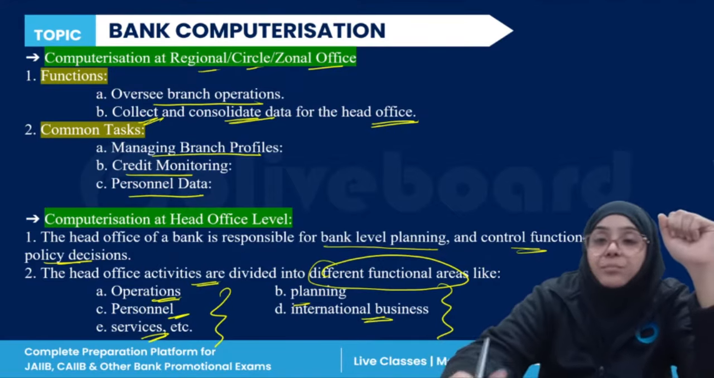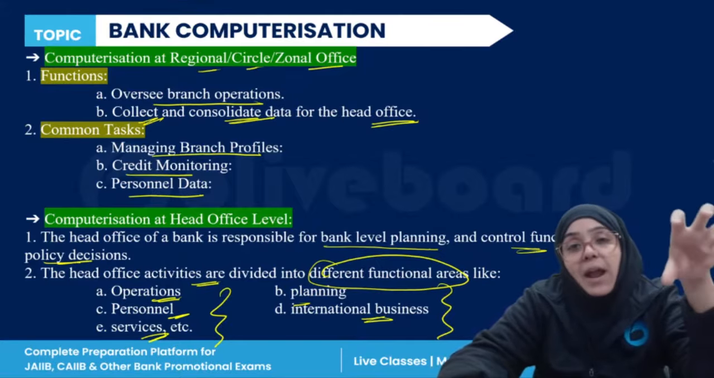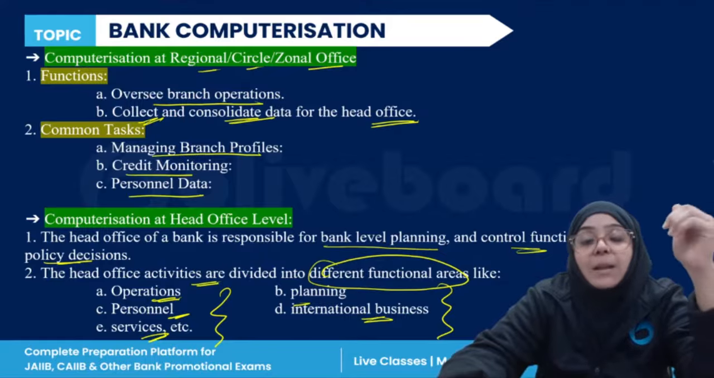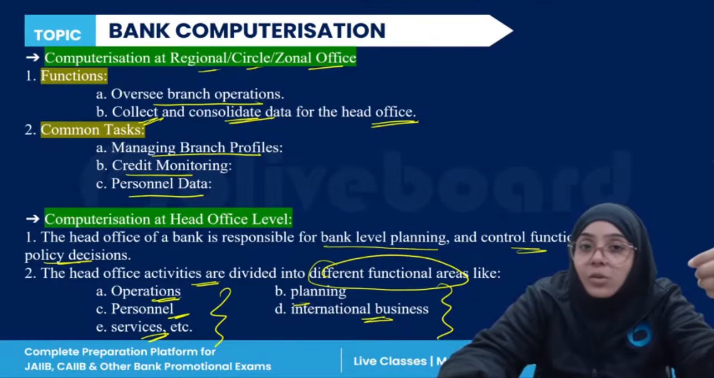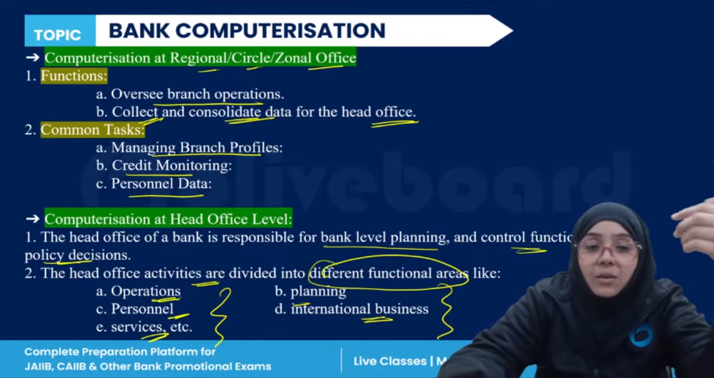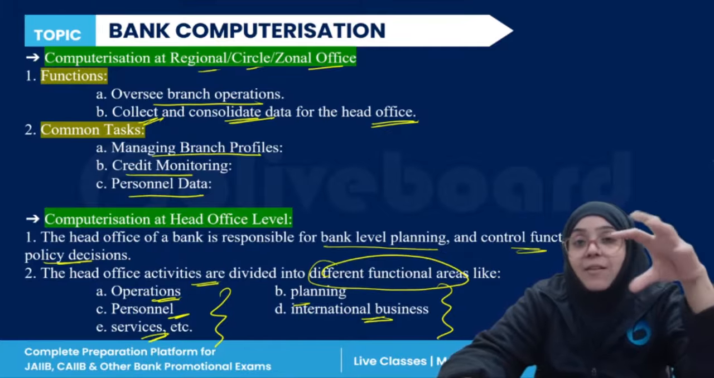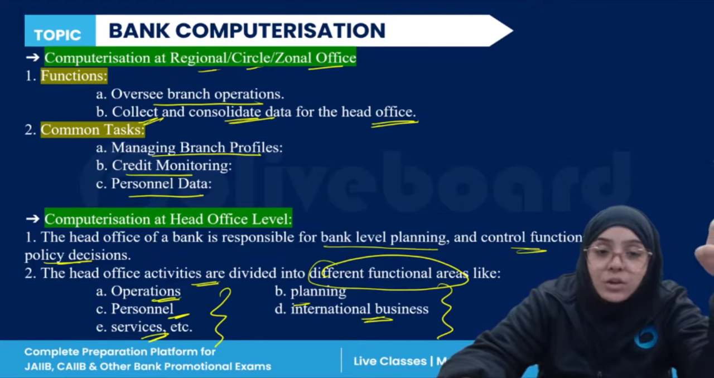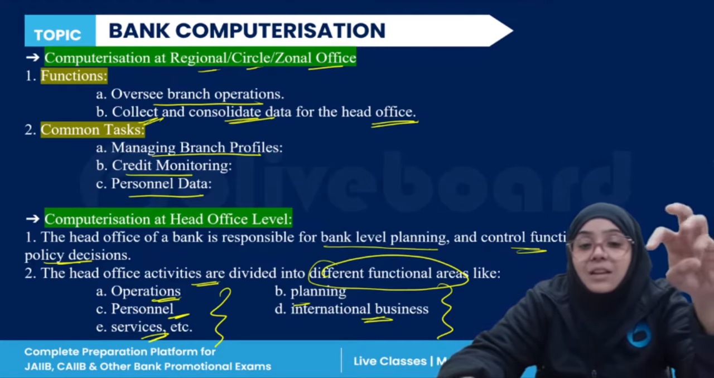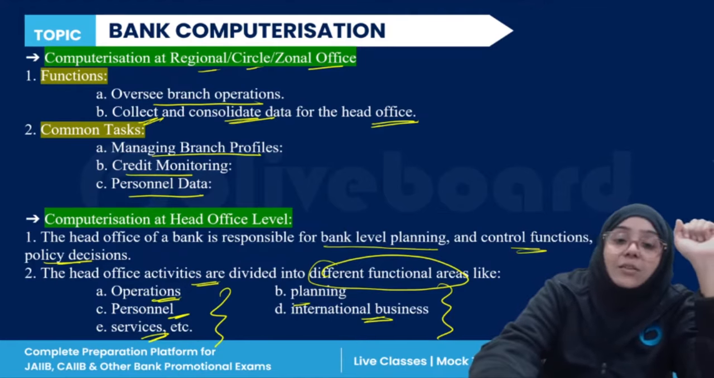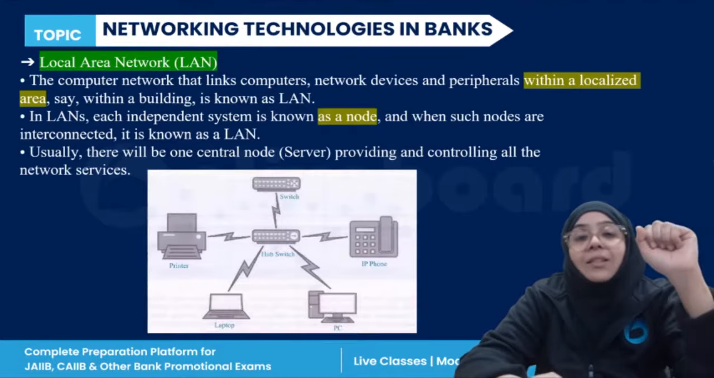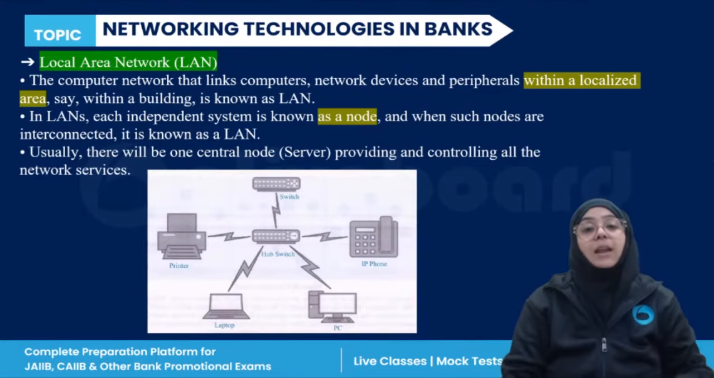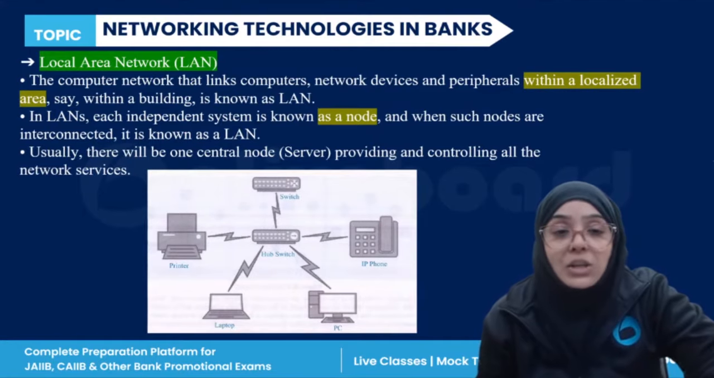So obviously, introducing computers at the head office is a very good way of improving the planning structure of the complete organization, or you can say the bank, right? The head office is divided into these five functional areas. You have to learn this: operation, planning, personnel, international business, and services. Clear?